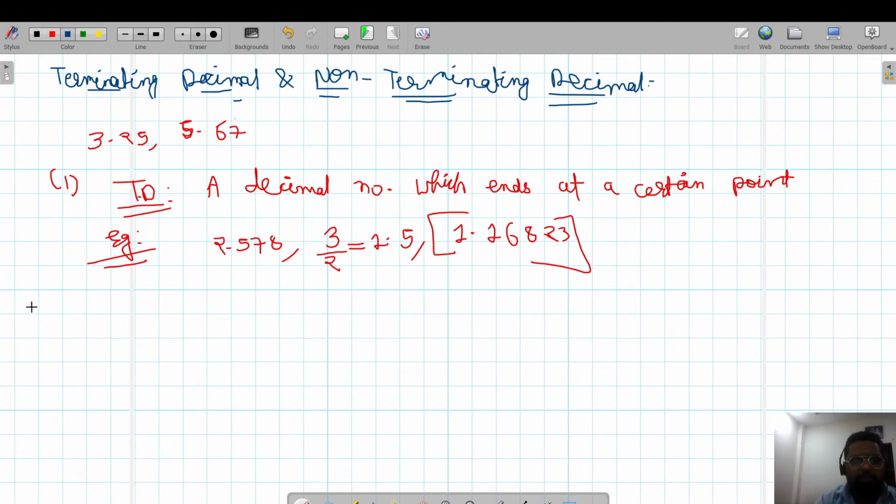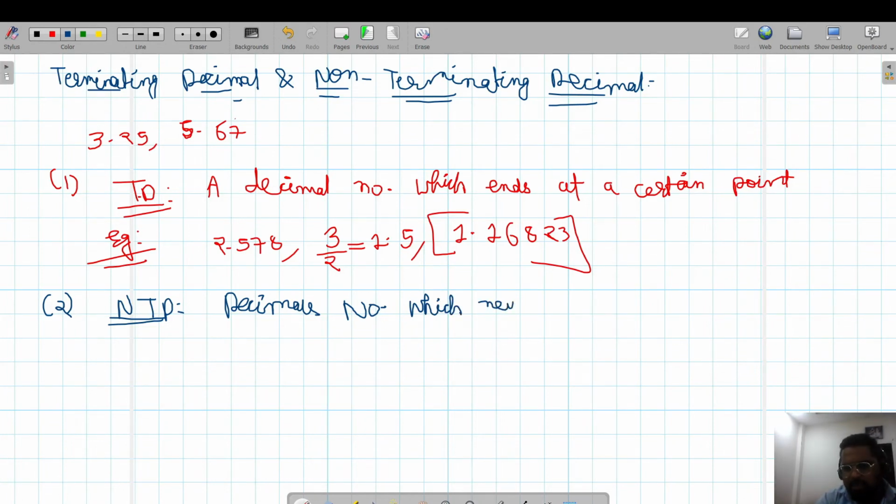So what are non-terminating decimals? I'm representing them in short as NTD, non-terminating decimals. A non-terminating decimal is a decimal number which never ends.